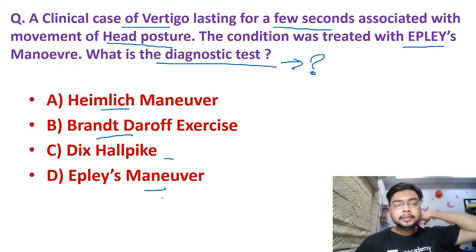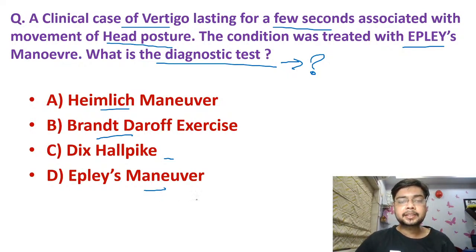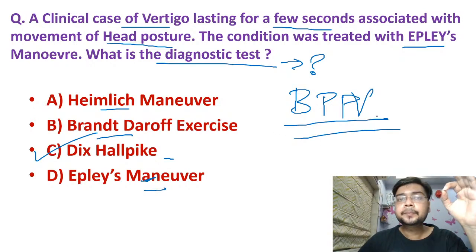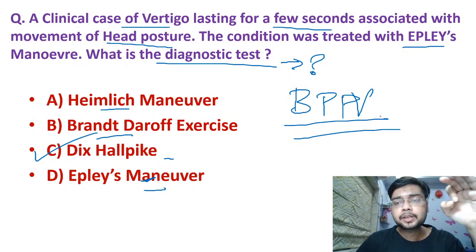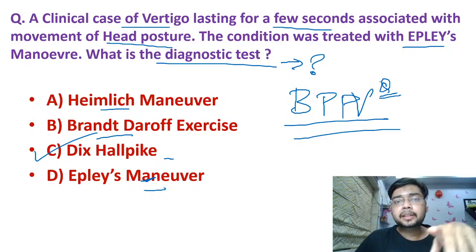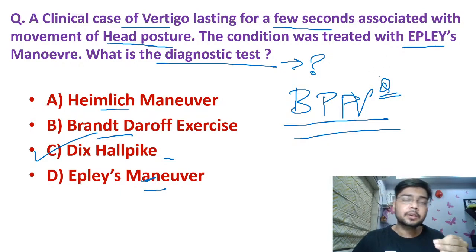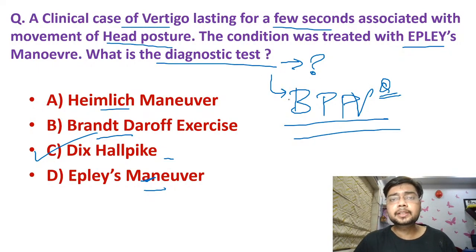Yes. So the answer here is, the diagnostic test is Dix-Hallpike test, right? What condition are we talking about? We are talking about BPPV, and BPPV is something that is going to be there in your examination. So how did you get the diagnosis? With the clinical scenario they have given. They are saying that the vertigo is lasting for only a few seconds, associated with movement of head. So that means it has to be the most common cause of vertigo in ENT, peripheral vertigo, that is BPPV. And again they have told that the treatment is by Epley.